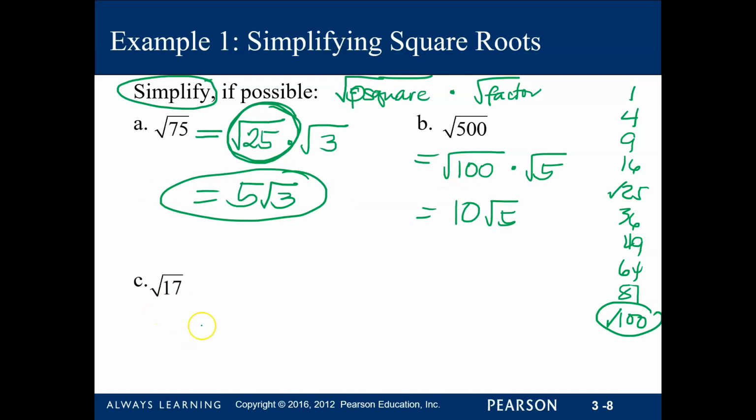Now, let's have the square root of 17. Do we have any perfect square that can divide 17? If you notice, none of them can divide. Pretty much why? 17 is an odd number. So, this is irrational. You cannot simplify it anymore because square root of 17 is irrational. All right.